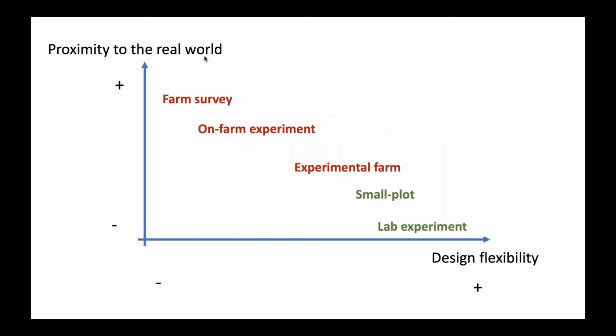There is actually a second trade-off, but now it's between proximity to the real world and design flexibility. The main advantage of experimental farms is that they offer a very high level of flexibility in terms of experimental design. This flexibility tends to be higher in small plot and in lab experiments. But the flexibility tends to be lower in farm surveys and in on-farm experiments because of the constraints of the commercial farms.